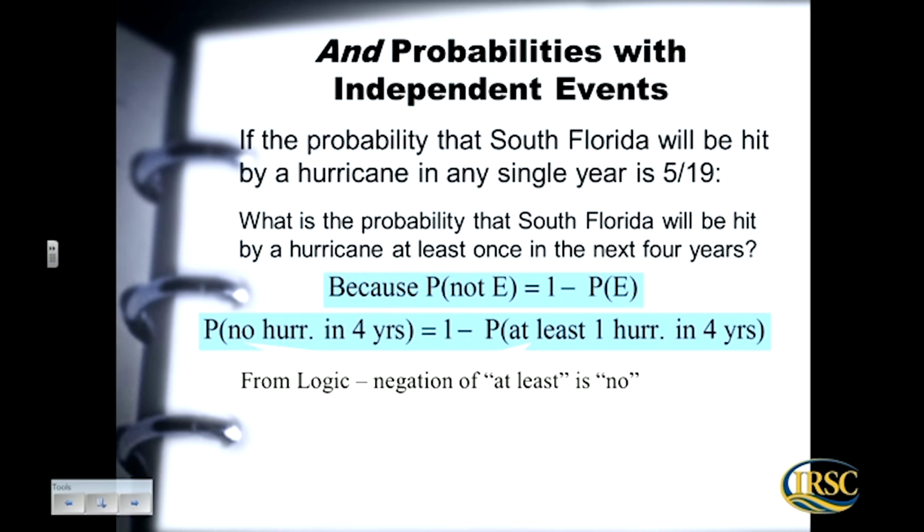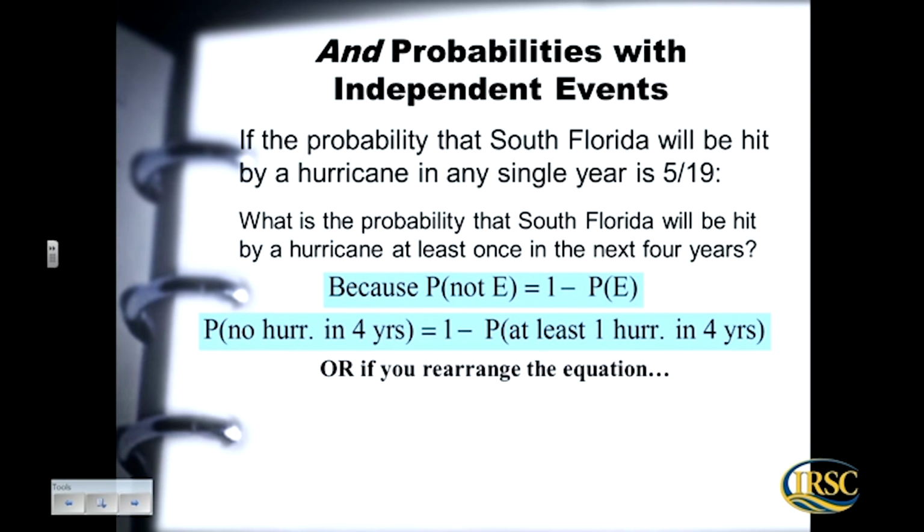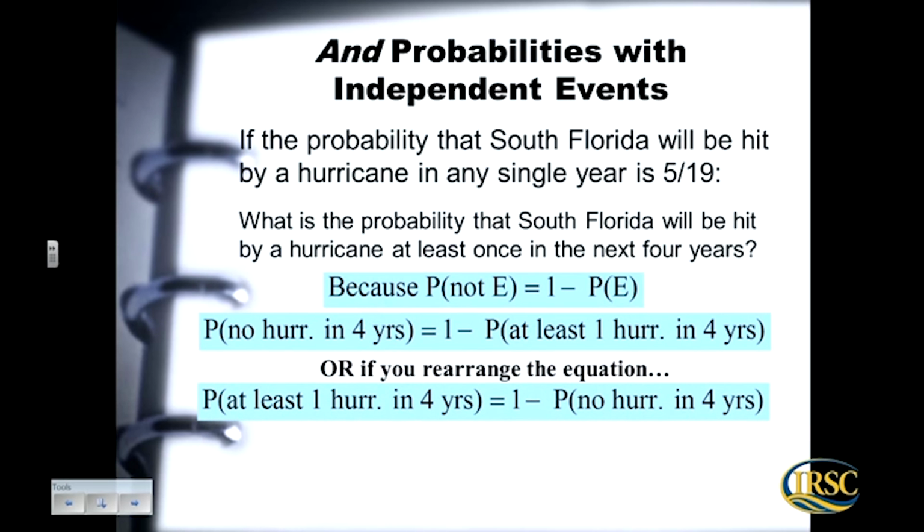Okay, so if you rearrange this formula, you get the probability of at least one hurricane in 4 years equals 1 minus the probability of no hurricane in 4 years. Now, I skipped all the work of rearranging it, but that's just algebra, right? You can move this one, add it to both sides, and then you can subtract this one from both sides to get it over to the other side. So all I did was rearrange it using algebra, and here's what your formula is. So the probability of something happening at least once is 1 minus the probability that it doesn't happen at all.